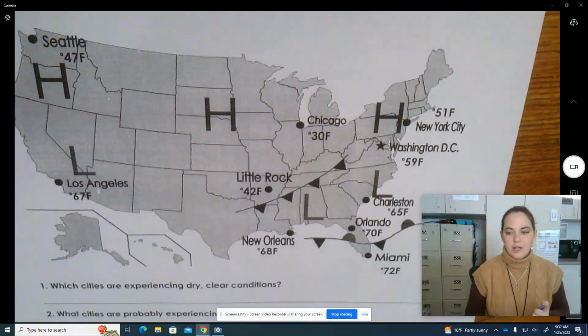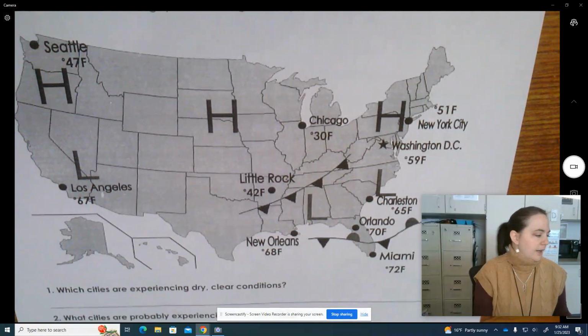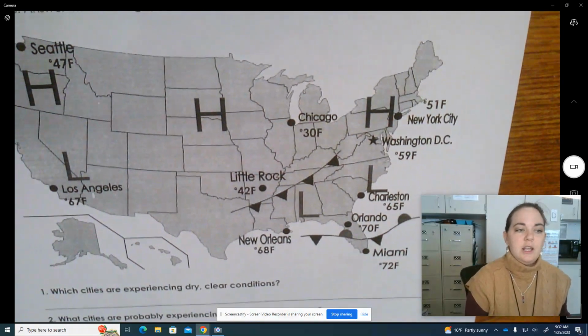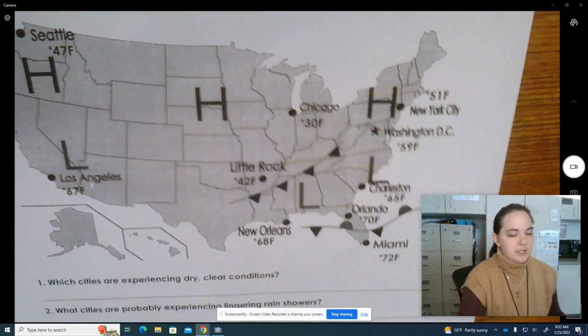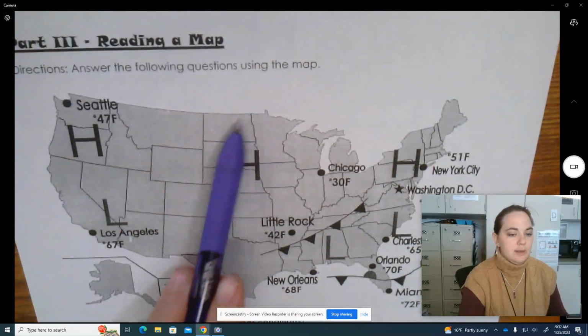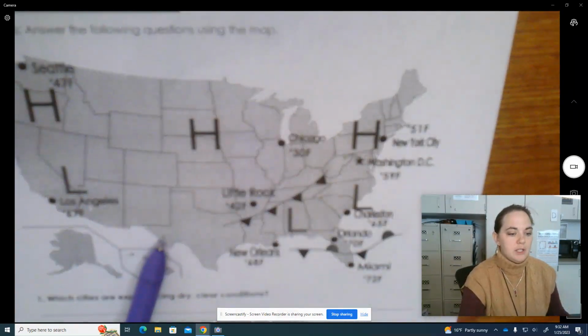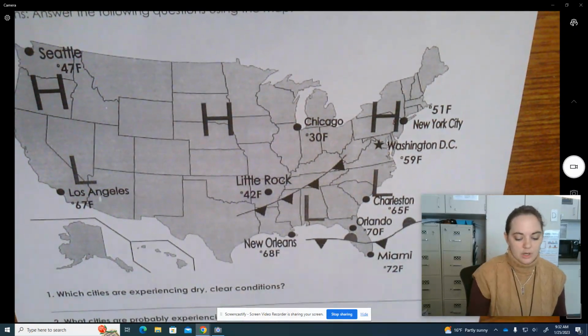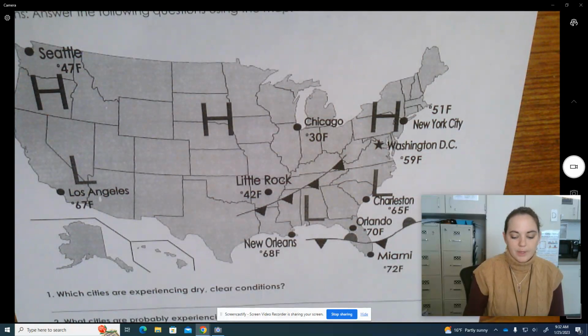This is part 2 of this lesson about air pressures and different types of fronts on a weather map. On this side, it says the directions. You're going to answer the following questions using the map. So you're going to use this map to answer the questions below. First, we are going to use our colored pencils to label our map.